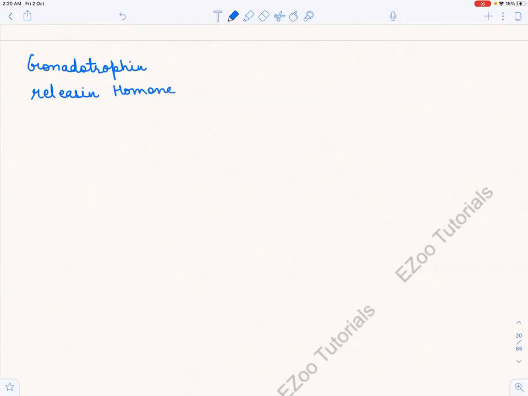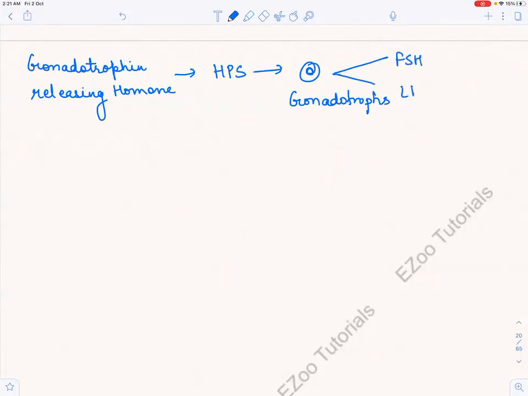What will the gonadotropin releasing hormone do? It will be secreted in the hypophyseal portal system, through which it will travel to which specialized cell? It will travel to the gonadotrophs, and they will make what? They will make two things: follicle stimulating hormone and luteinizing hormone, right? So let us see what the follicle stimulating hormone will do.